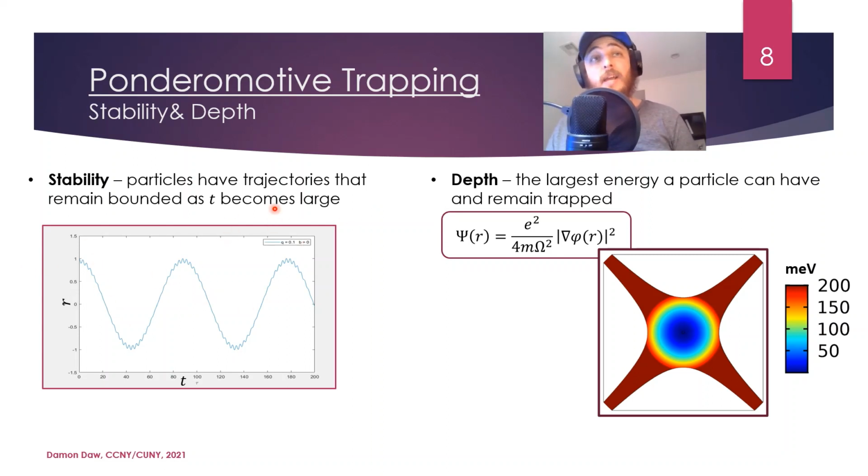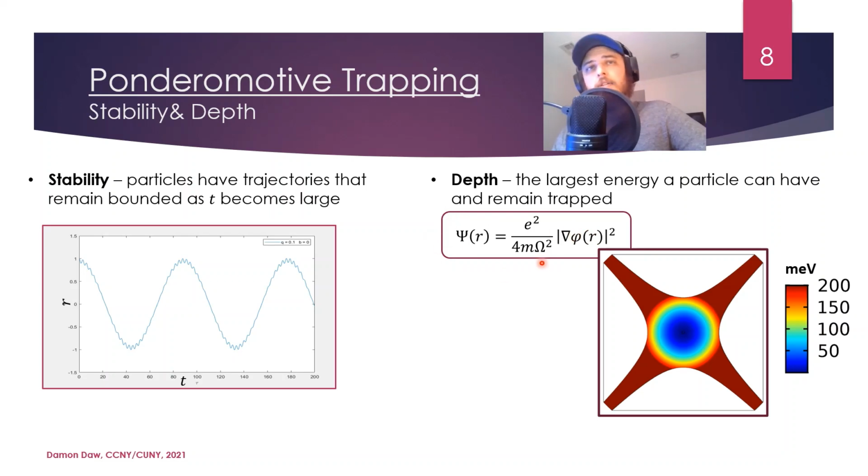The amplitude may grow, but it just can't grow to be unbounded. It can grow, but it has to grow and then stabilize or get smaller again. So you need to have trajectories that remain bounded as t becomes large. That's what stability means. Depth essentially characterizes the largest energy that a particle can have and still remain trapped.